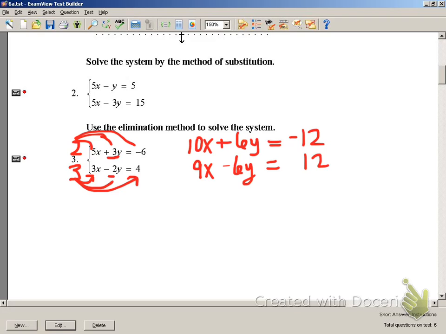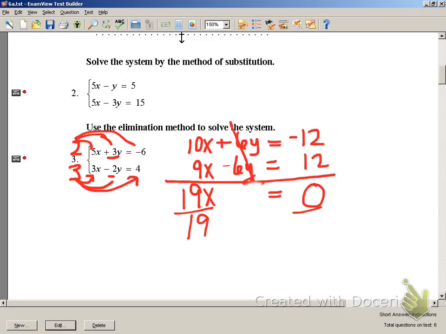Now, by elimination, I can now combine these two equations. I'm essentially adding. And notice if I add 10x plus 9x, I get 19x. And if I add 6y plus a negative 6y, notice that they are eliminated. They become 0y. And then negative 12 plus 12 gives me 0 as well. So I'm left with, essentially, 19x equals 0. Now solve that equation for x. I'm going to divide both sides by 19, which means that x equals 0.